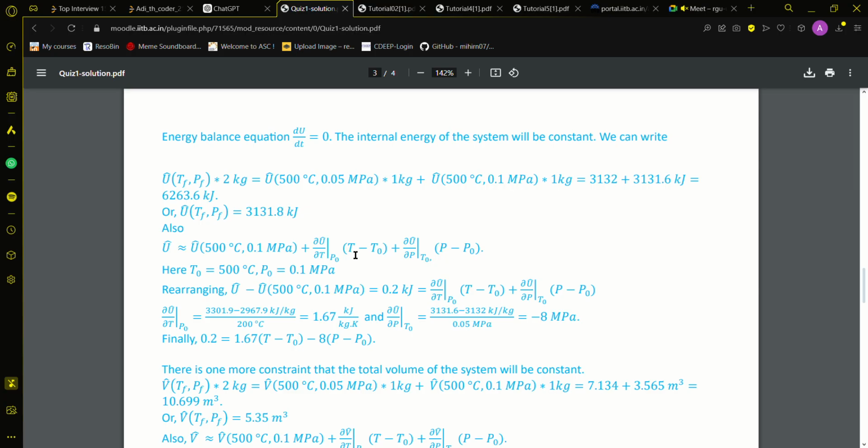So what we need to find here is, we know that u cap is approximately u cap at 500 degrees Celsius, comma 0.1 megapascal plus dou u cap by dou T at P naught, times T minus T naught, plus dou u cap by dou P at T naught, times P minus P naught.